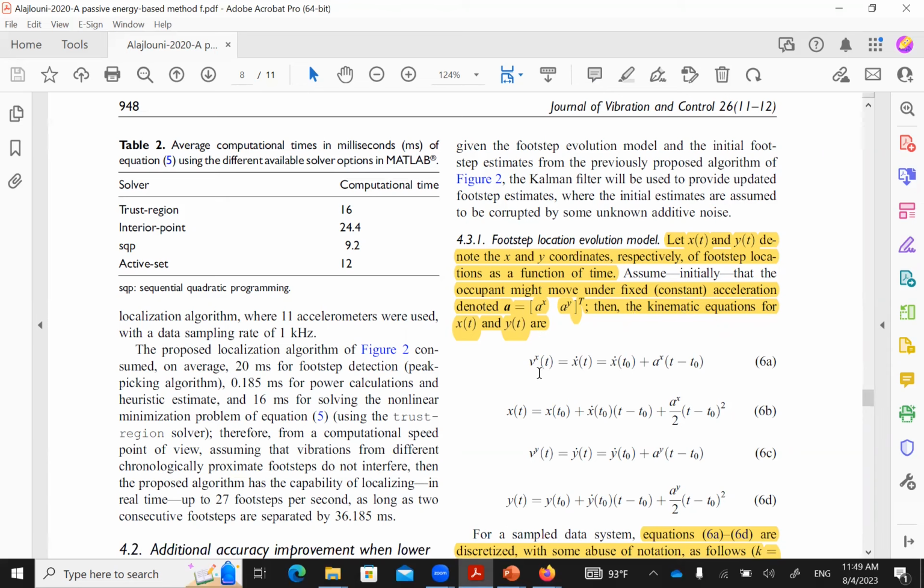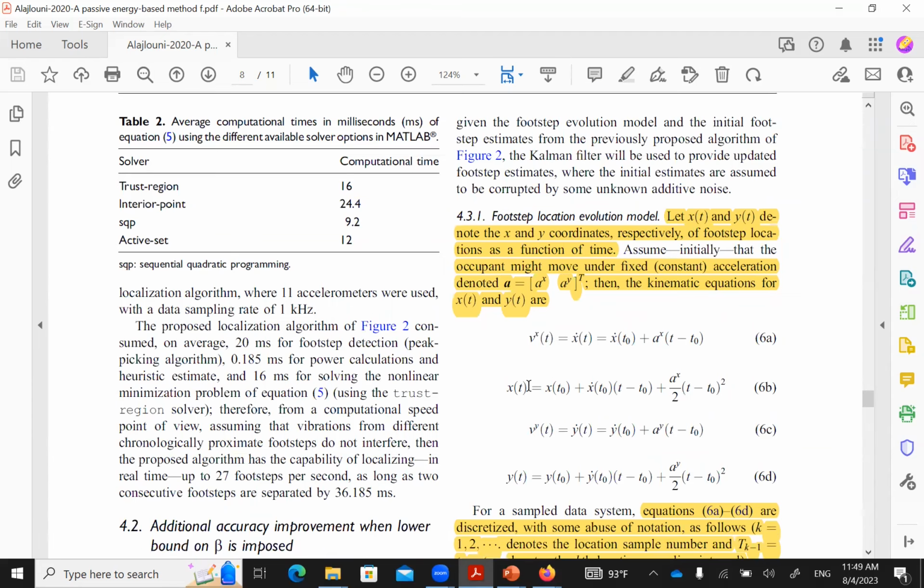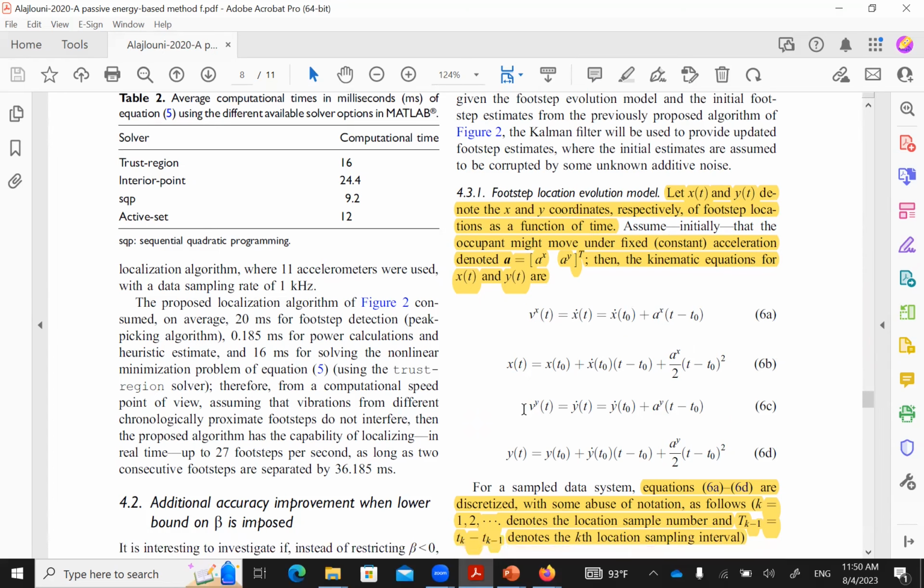So we have velocity in the X coordinate equals the initial velocity plus the acceleration times the time step. Position equals the initial position plus velocity times time plus the acceleration term. This is for the X coordinates, equations 6a and 6b. We repeat these expressions for the Y coordinates. And this is in continuous time.